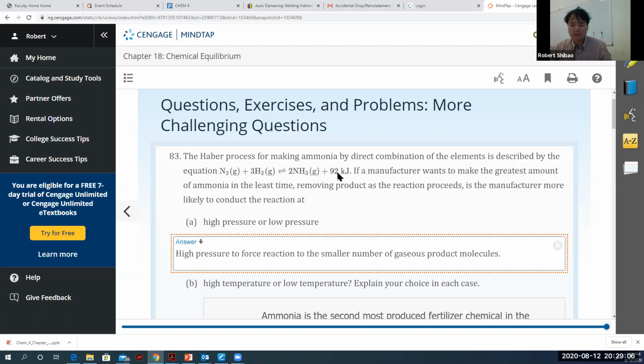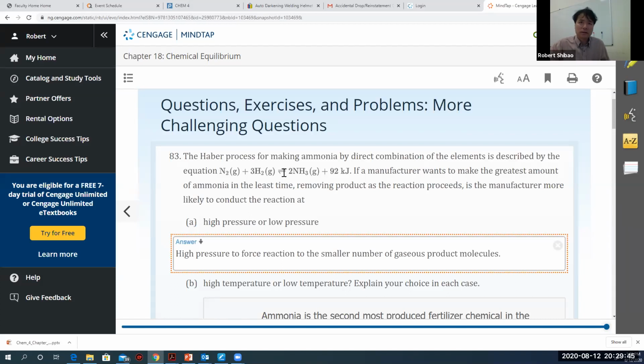And so I always remember this: melting ice is endothermic, and increasing temperature favors melting ice. And so increasing temperature favors the endothermic direction. Well, this is exothermic, so this is like making ice. And so adding heat or increasing the temperature here is not going to favor the forward direction because this is exothermic. Increasing the temperature favors the endothermic direction, which is the reverse direction.